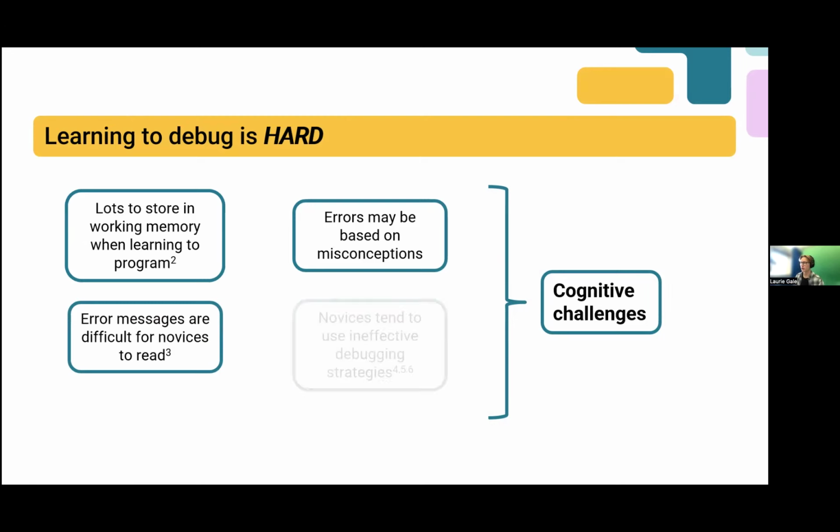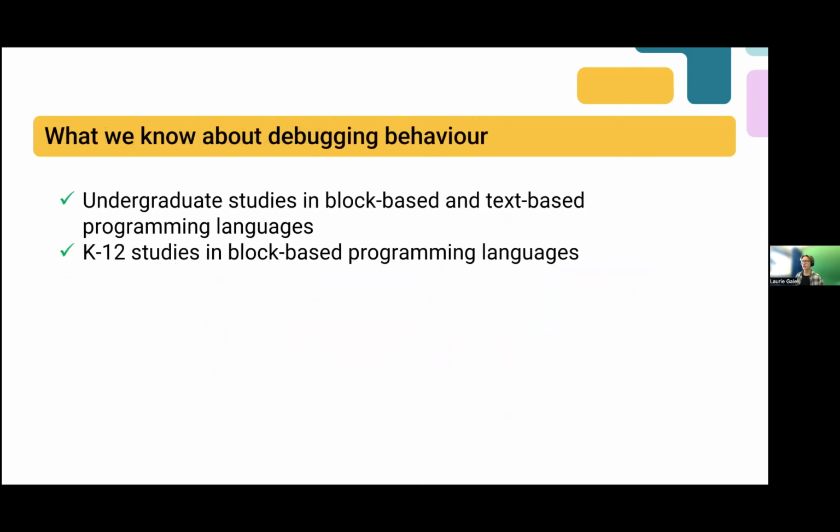So all of these things culminate in often novice programmers using ineffective debugging strategies, ones that don't really help them resolve the errors in question or get to a correct program state. And what the computing education literature in this field suggests is that we have lots of undergraduate debugging behavior studies with CS1 or CS2 students in Java who have learned other programming languages before potentially. And there are some studies that have looked at K-12 learners debugging in something like Scratch, which is great.